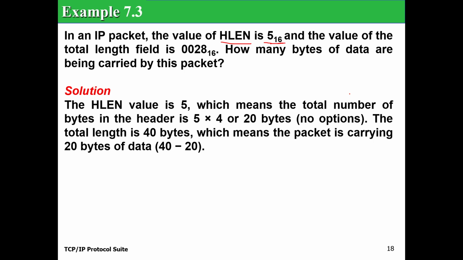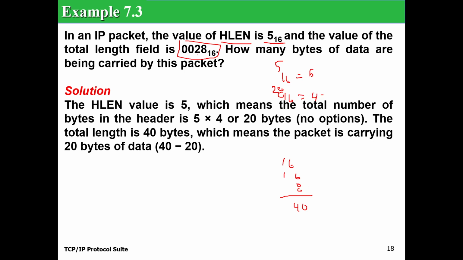So the value of the total length is this one. This 5 in hexadecimal equals 5 in decimal, right? Then 28 in hexadecimal, how much is it in decimal? That's very easy. The 2 in here means 16 and 16, then we have the 8, right? How much is this? 40, right? So in here it is 40.